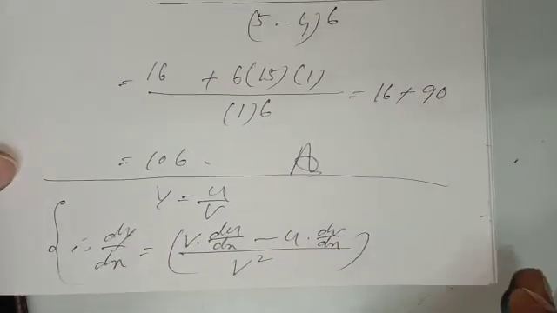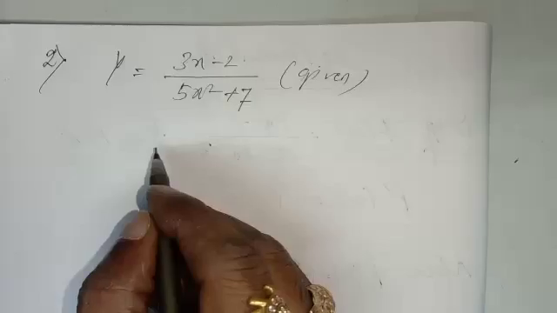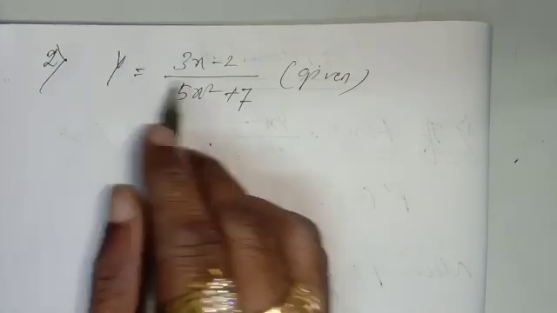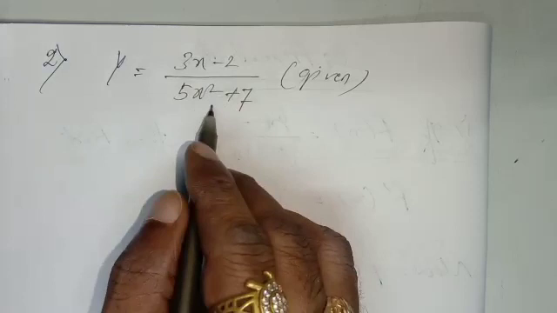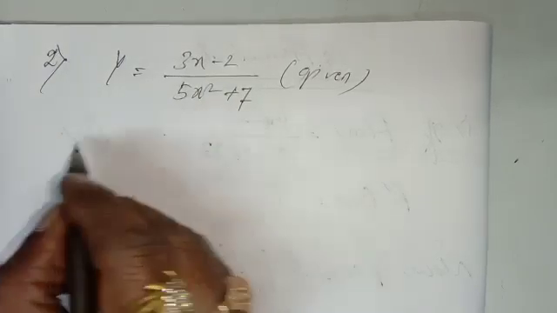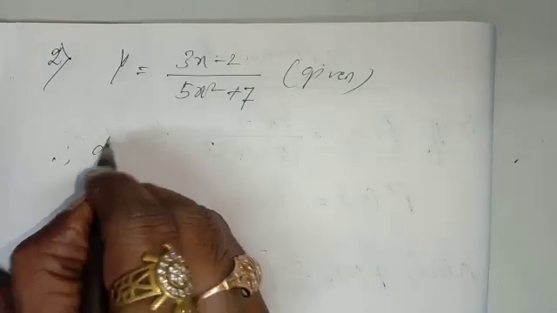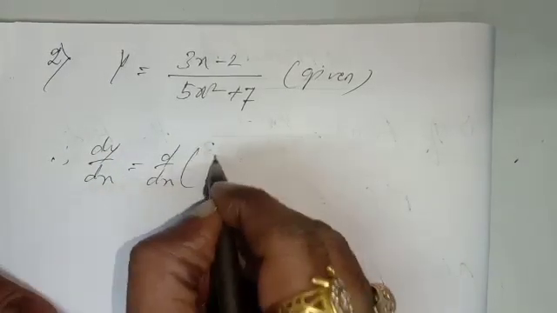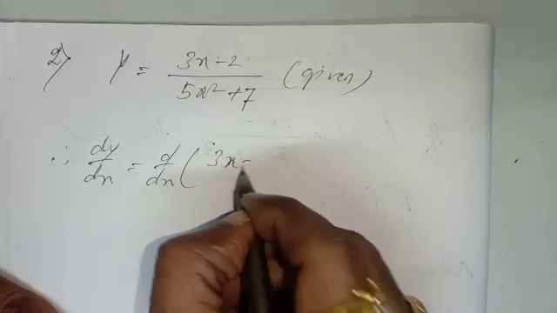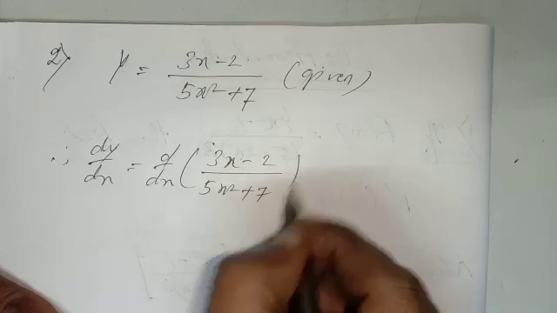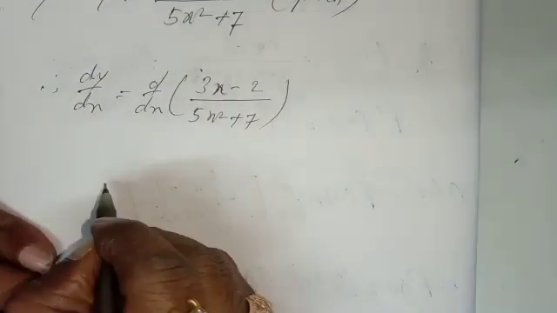Let us go to one more sum. Question number 2: y is equal to (3x minus 2) by (5x square plus 7) is given, and you have to find out dy by dx. Here also you have to apply u by v form. dy by dx is d by dx of (3x minus 2) by (5x square plus 7). You have to apply u by v form.